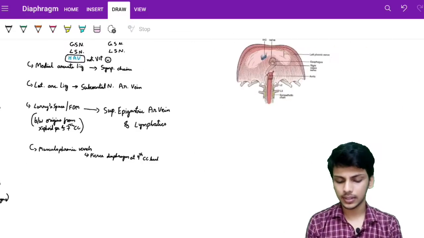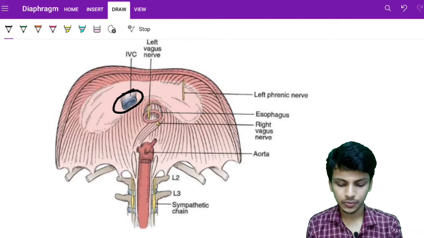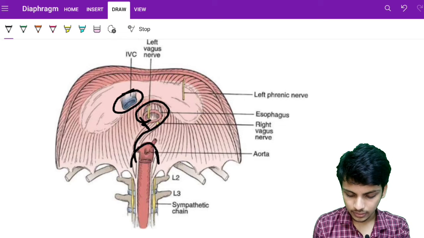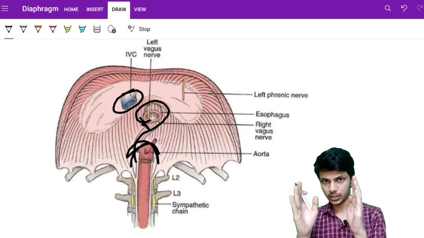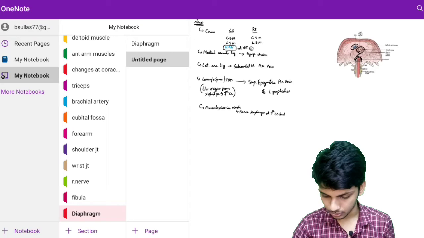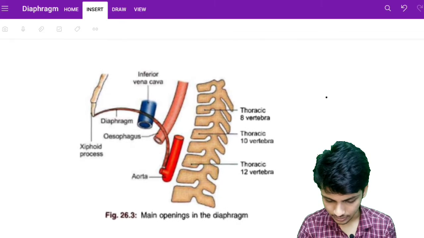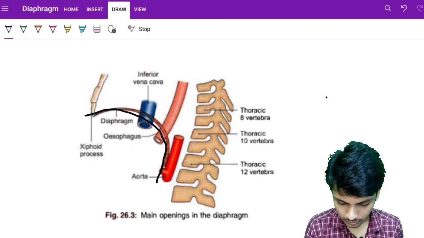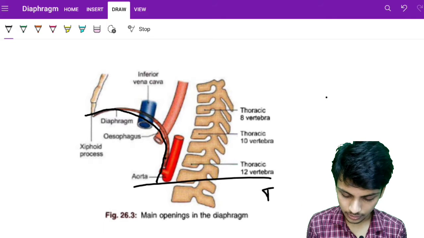Okay, so I'll just show you an image. See here, guys, this we saw the insufficiency for inferior vena cava, and this right crus is going and forming a ring around the esophagus, and the aorta is going basically under the median arcuate ligament. We studied the median arcuate ligament. So it goes behind the diaphragm. Yeah, this diagram. See, the diaphragm is going like this. It's not actually cutting off the aorta. Aorta is actually behind the diaphragm till the T12 vertebra.